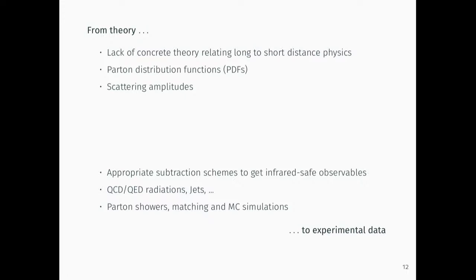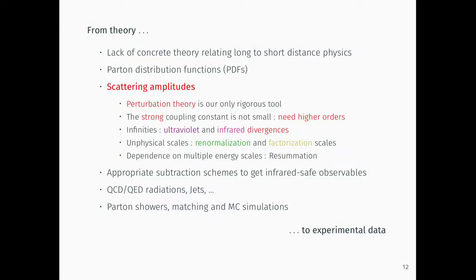Okay, then comes the scattering amplitudes, which have many problems. Perturbation theory is our only rigorous tool. We cannot compute it exactly, so that means we have all the orders. Then the strong coupling constant is not very small, so we need to compute a few orders at least, and perturbation theory should converge after a few orders. And then there are infinities, like ultraviolet and infrared divergences. They pose many problems, which basically do not allow us to compute it using computers only.